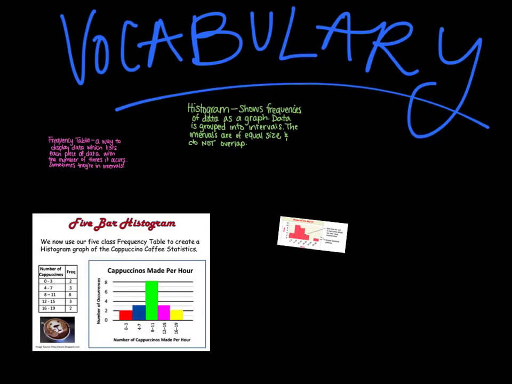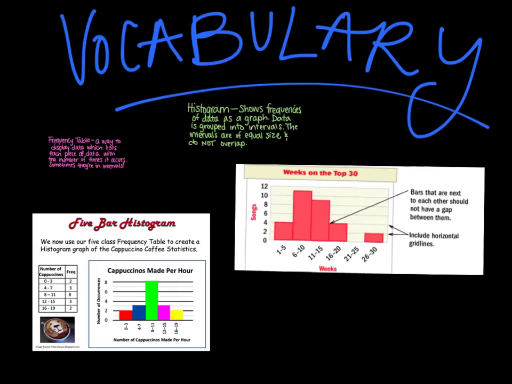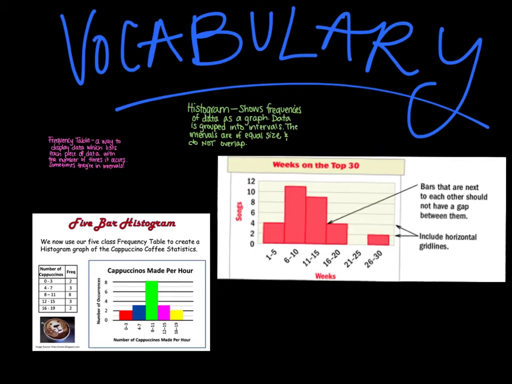Just want to point out another example here. This one does a good job of showing you what is expected on a histogram. The bars are next to each other, okay? There's no gaps between them and they don't overlap. And then you can clearly see the intervals here. And notice in both examples that the intervals are increasing by the same amount every time. And then those intervals do not overlap either, or have spaces.